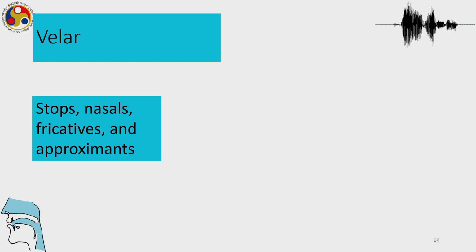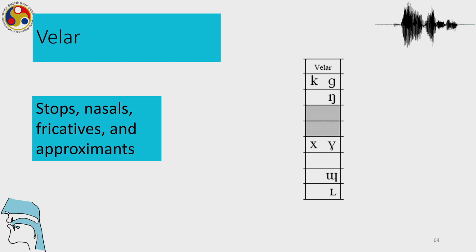Among the back sounds we also have velars. Velars can be stops, nasals, fricatives and approximants. Velar stops and velar nasals are quite common across languages. The velar fricatives and velar approximants may not be very common, but the stop contrasts are found in plenty of languages of the world.